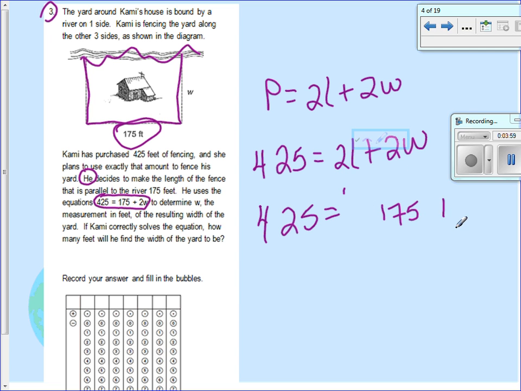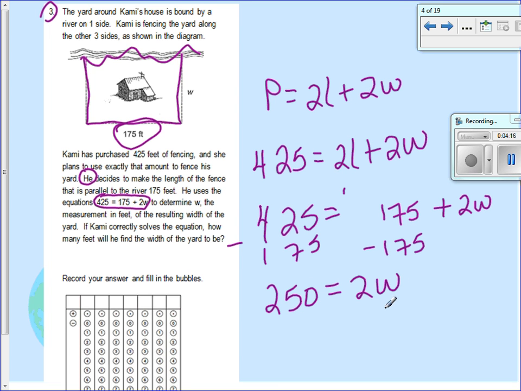And plus 2W. What do I have to do to solve? Subtract 175 on both sides. What's 425 minus 175? Okay. Equals 2W, then what do I do? Divide by 2. 250 divided by 2.